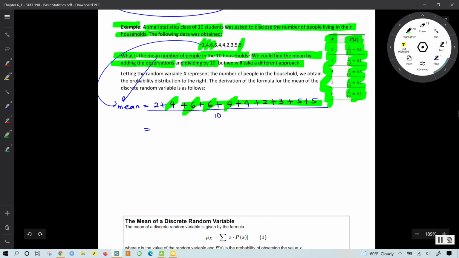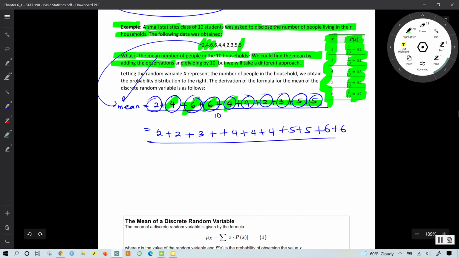Now, just as a mini exercise, I'm going to regroup all the 2's together. So I have 2 plus 2. Then all the 3's together, so I have just one 3. And then all the 4's together, 1, 2, 3. So here we go. And all the 5's together, and all the 6's together, all divided by 10. So it appears I'm going to have what?